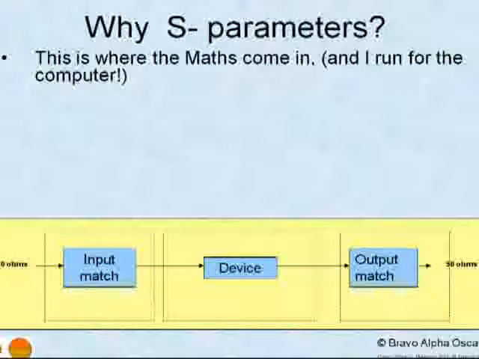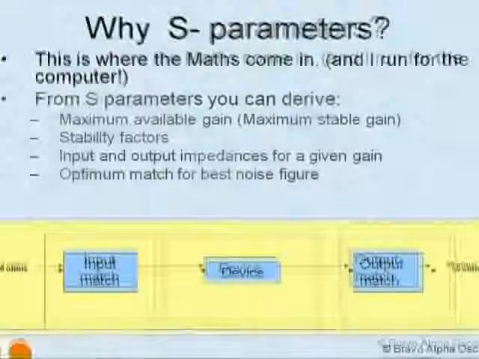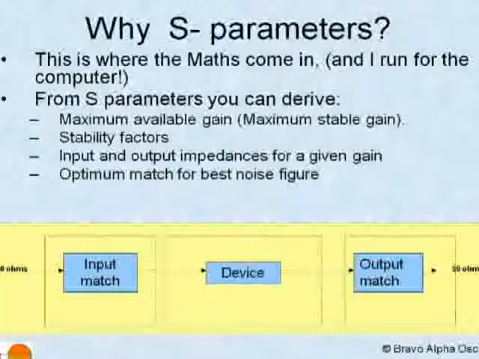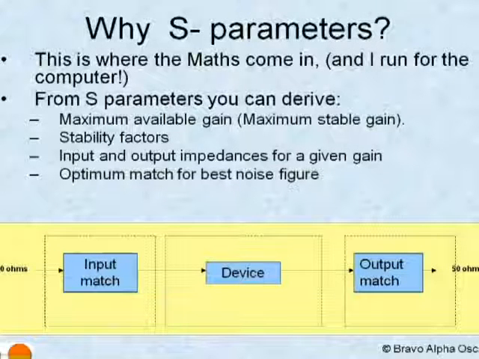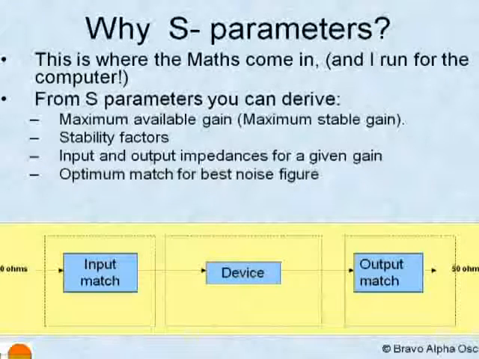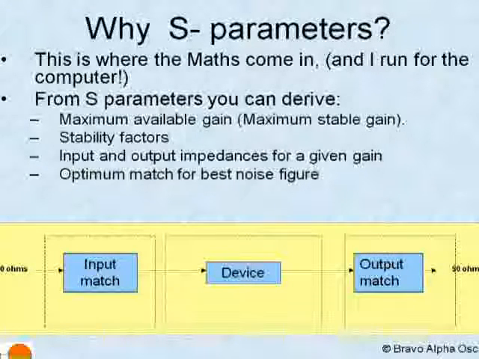Because what you can do, once you've got all these things defined with 50 ohm terminations, by jiggling around with the maths and being incredibly clever or getting your computer out that does it for you, you can derive from that, for a given device like a transistor or a valve or anything you want, how much gain it can give at a particular frequency, the absolute maximum it can give, how much gain it can give and not go unstable.